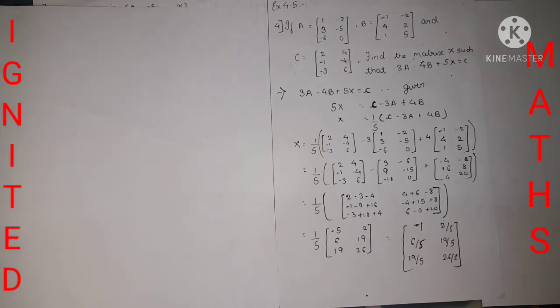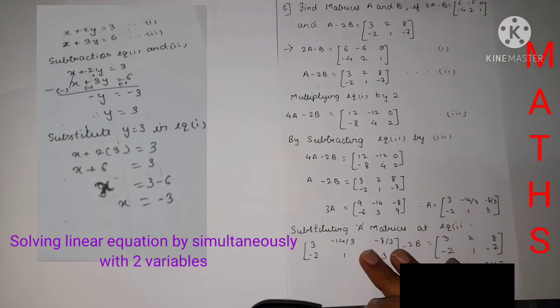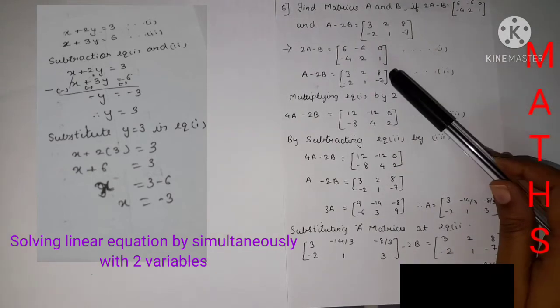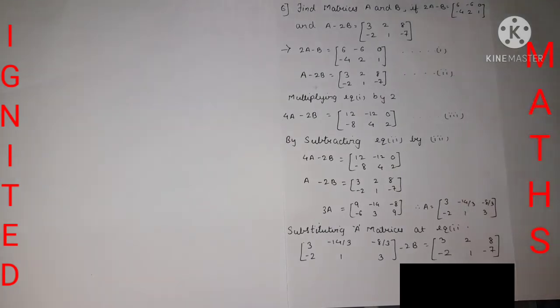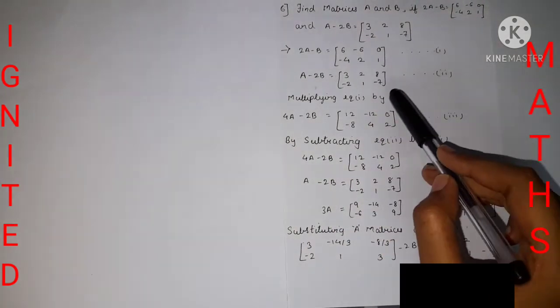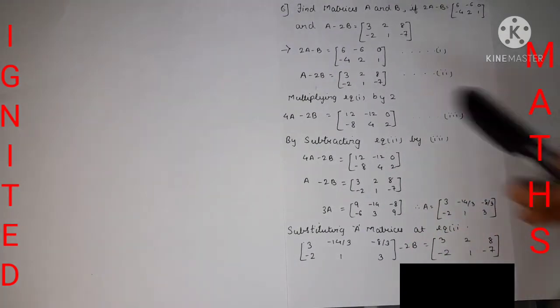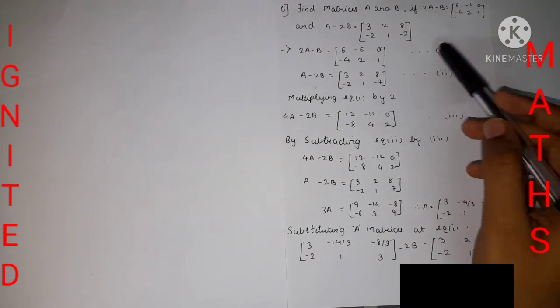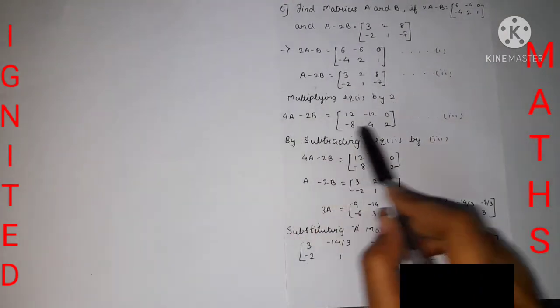Now here we have solved linear equations with two variables. Here we are solving the equation with matrices. That is the only difference, and the procedure is the same. Now I am going to multiply equation 1 by 2 so that I can subtract it from equation 2. After doing the multiplication, you will get this answer.